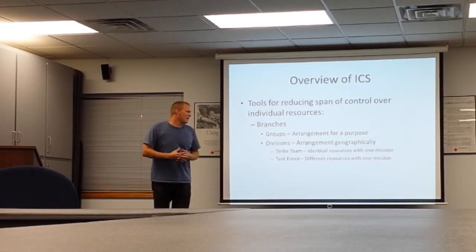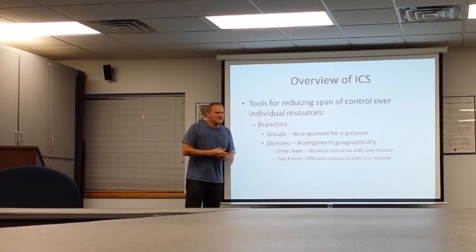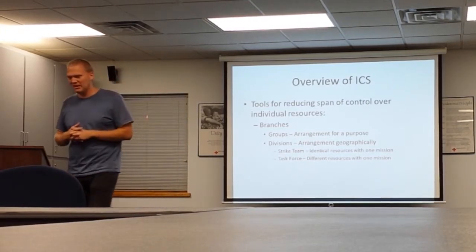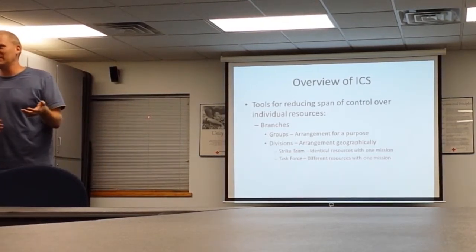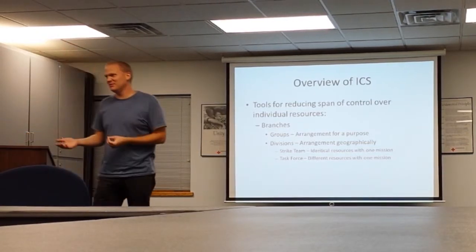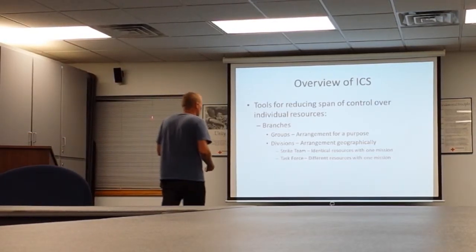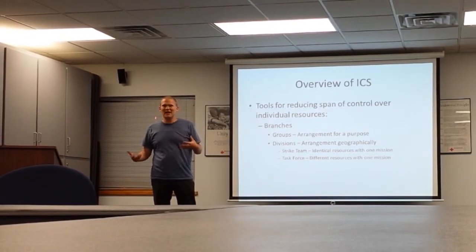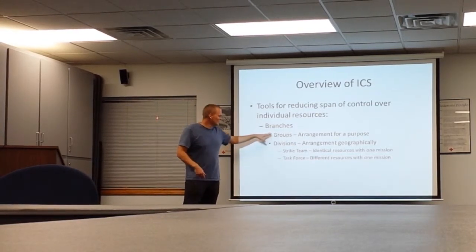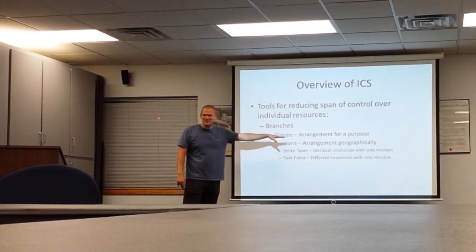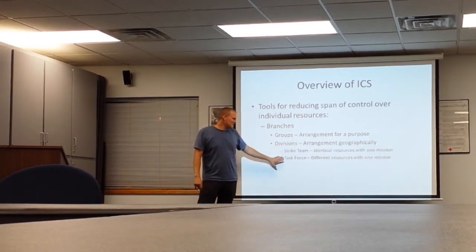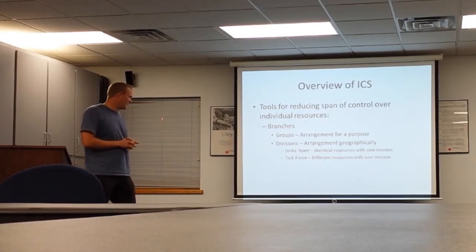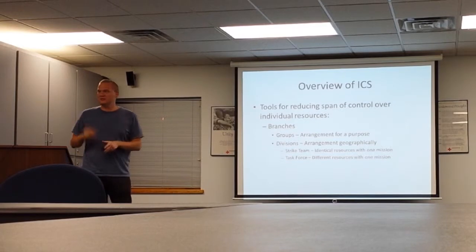A group would be like, maybe it's an incident where we're supporting 5 different fire stations for a task that they're working to accomplish, and we're supporting 5 different hospitals for a task that they're working to accomplish. We could have a fire station group and a hospital group. Basically the same concept, but if we're going to use a standard terminology, groups are purpose-based, divisions are geographical-based. And then strike teams and task forces, that gets even a little bit more subtle than that. A strike team is identical resources with one mission.